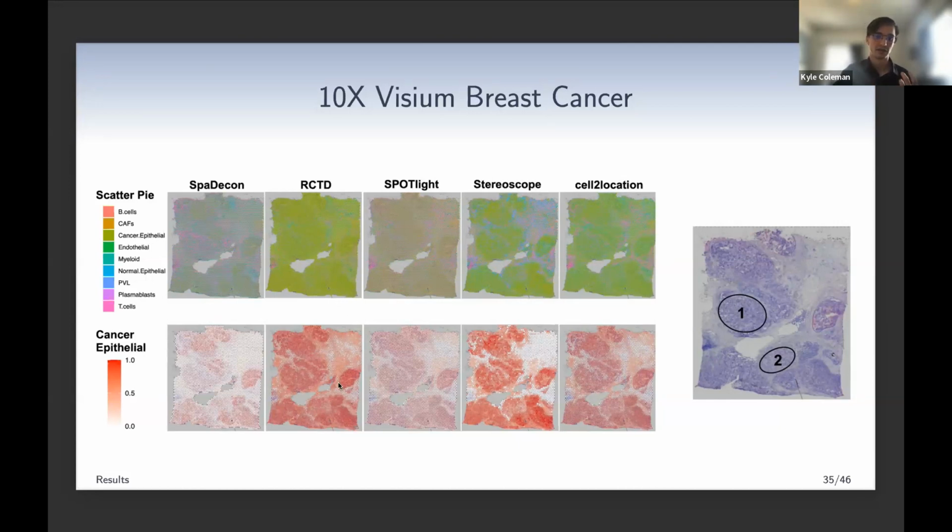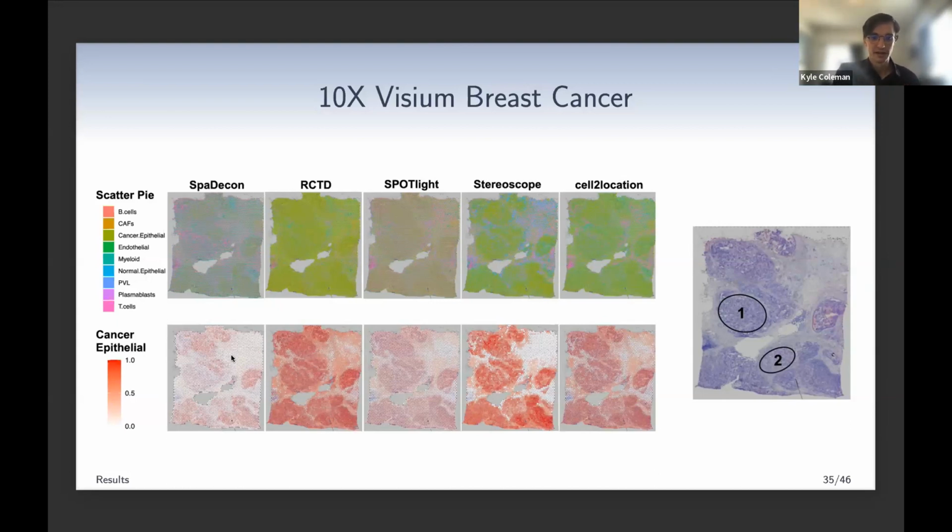So they do a good job in predicting high proportions of cancer epithelial cells within the tumor regions, but also have very high proportions where there really should not be. Whereas SpaDecon did not predict high proportions of cancer epithelial cells outside of the tumor regions. Also, the inferred proportion of cancer epithelial cells within the tumor regions for SpaDecon is a bit lower because it also predicted high proportions of immune infiltrating lymphocytes, which should be expected in a tissue region like this as well.